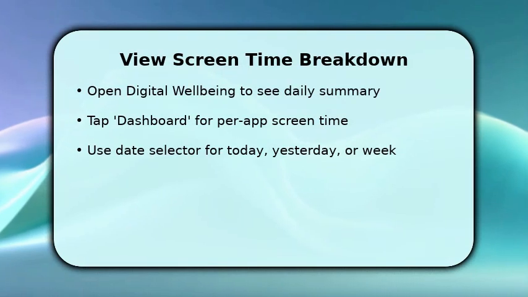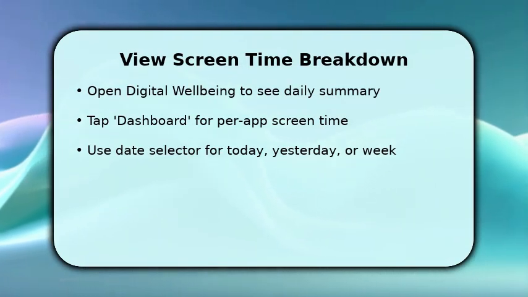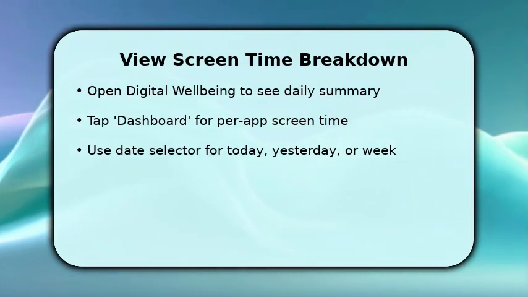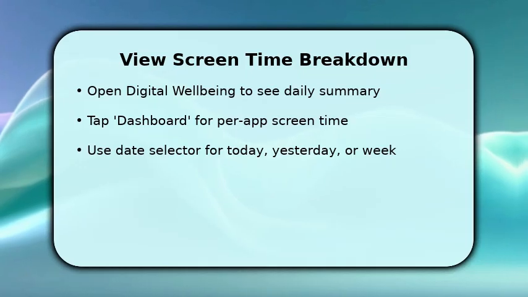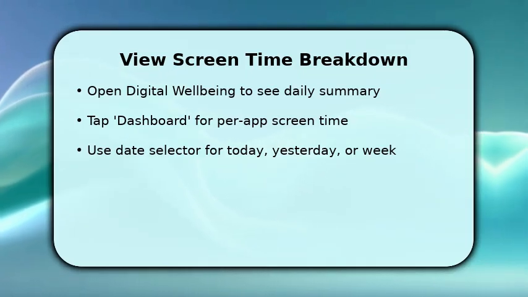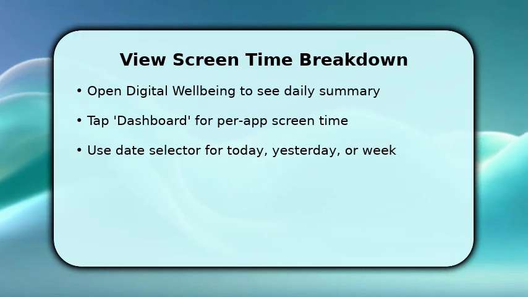Now tap Dashboard inside Digital Wellbeing to view a breakdown of screen time by app. This shows minutes and percentages so you see where time goes. Scroll the list to compare individual apps and tap any app to view session details and set timers.